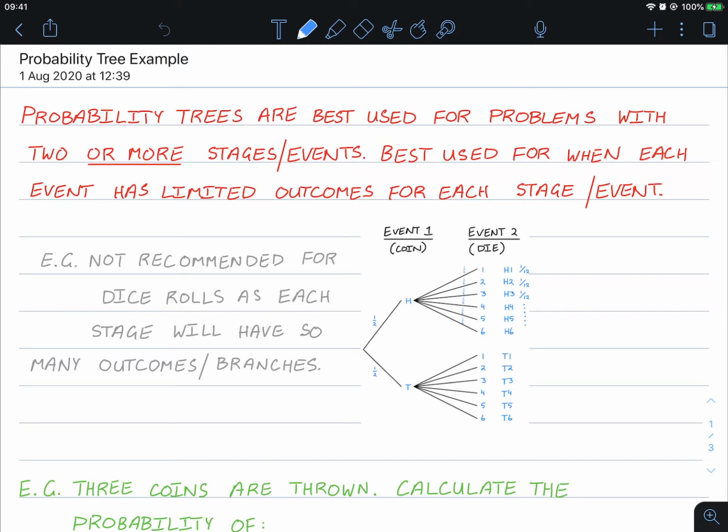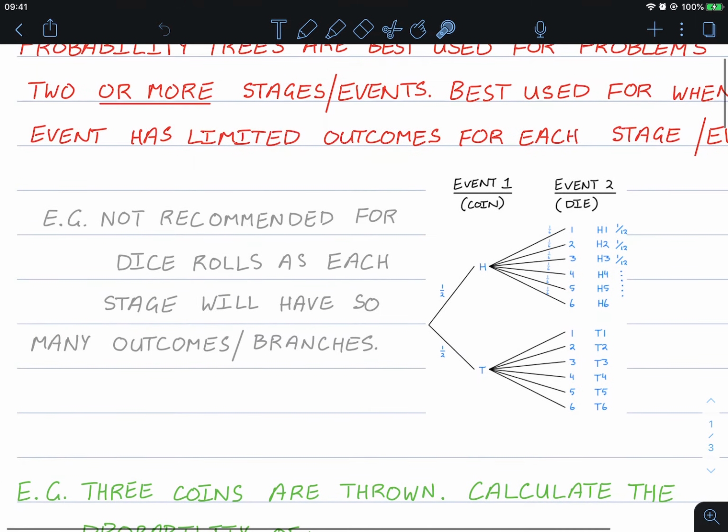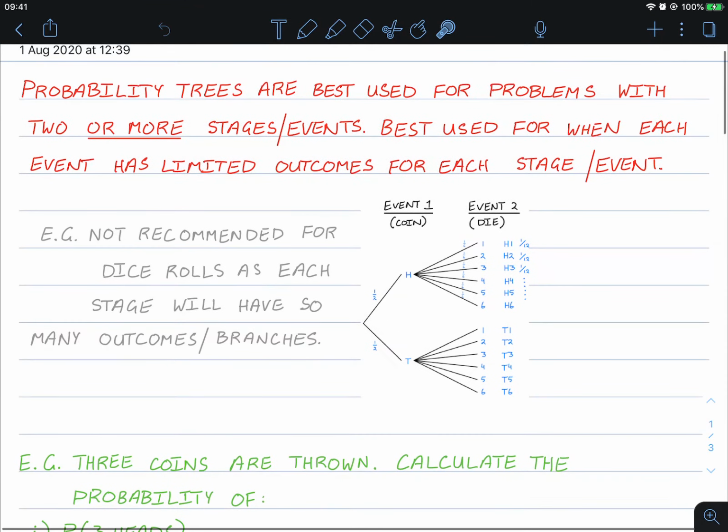Hello class, this is a video tutorial on a probability tree example. Probability trees are best used for problems with two or more stages or events. It's also best used for when each event has limited outcomes for each of the stages. So for example, it's not recommended, and big emphasis on recommended, because you still can use it, but not recommended, for dice rolls, as each stage will have so many outcomes or branches.